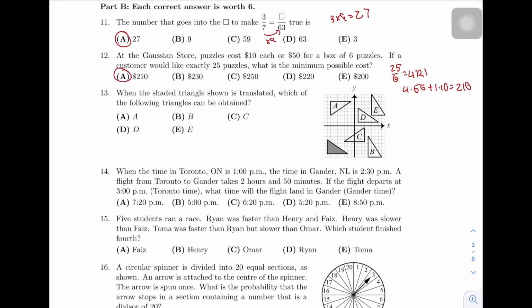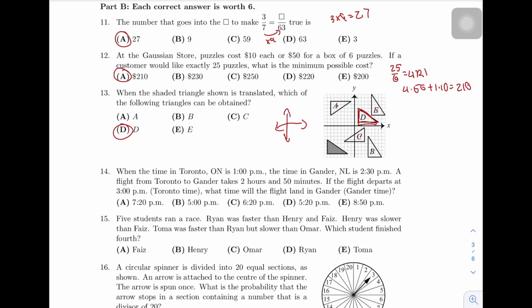Number 13. When the shaded triangle shown is translated, which of the following triangles can be obtained? So if a triangle or any shape is translated, it can only move up, down, right, or left. And if you can see, A, C, E, and B all have the shaded triangles rotated. Only D has the triangle that only moved up, down, left, or right, and not rotated. Therefore, D is the correct answer.